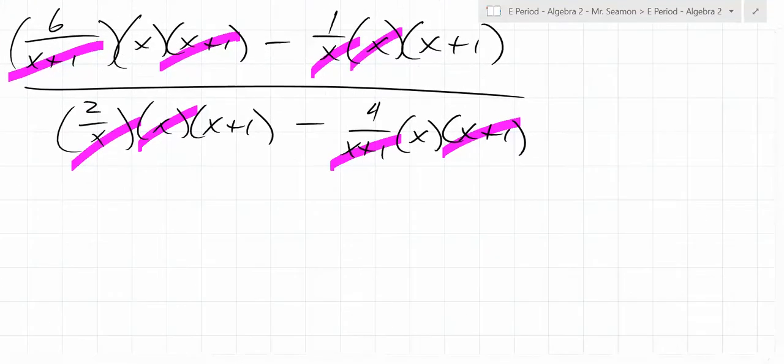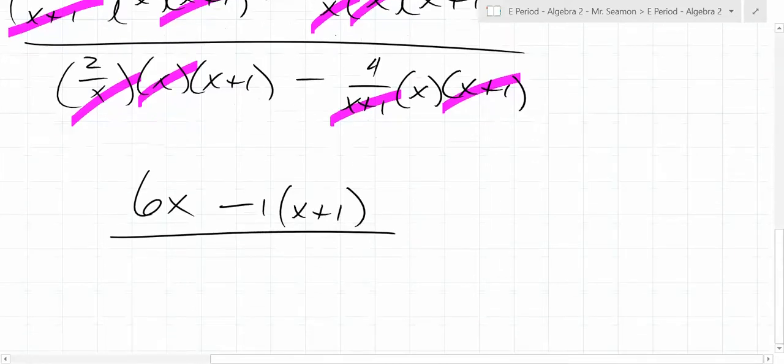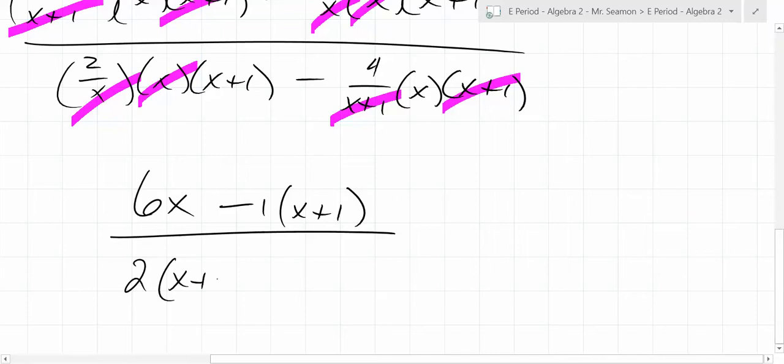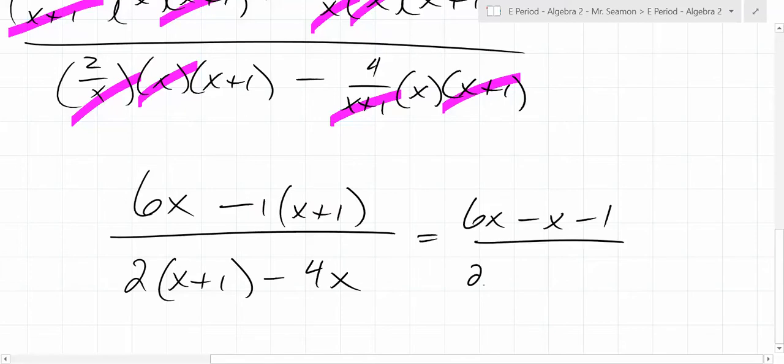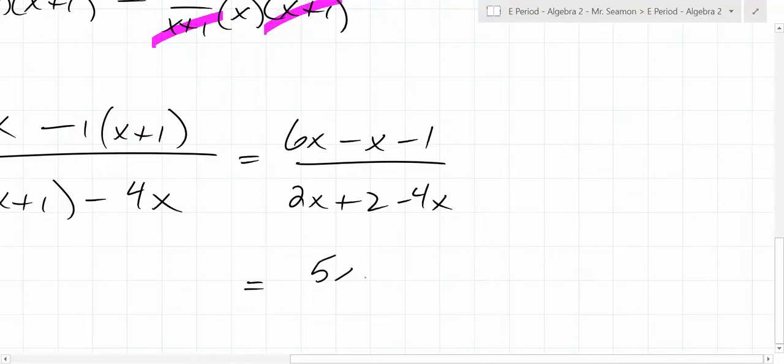Can someone read off to me what I'm left with on top? What am I left with on top, Milo? 6x minus 1 times what? Correct. And can someone read off what's left on the bottom? 2 times x plus 1 minus. Yes, correct. And can you simplify this a little bit? Yeah, 6x minus 1 over 2x plus 2 minus 4x. What does that simplify to? 5x minus 1 over what? Over what? Someone jump in. What is it? Negative 2x plus 2.